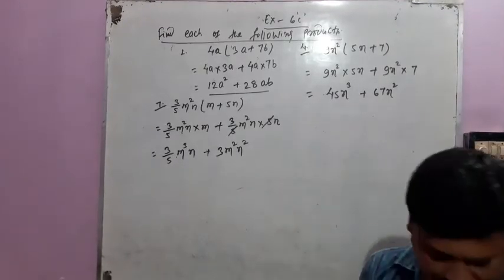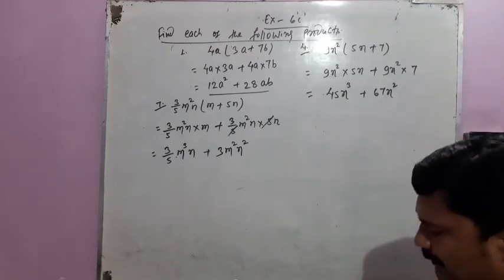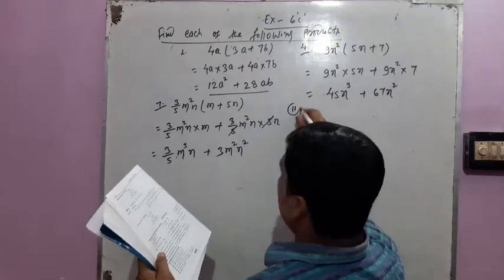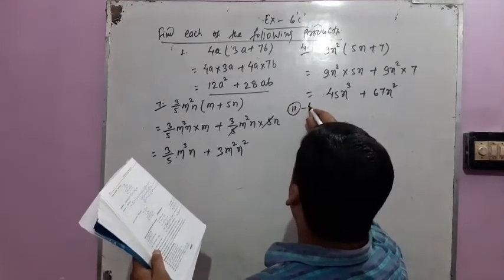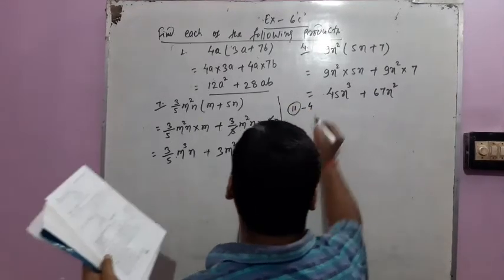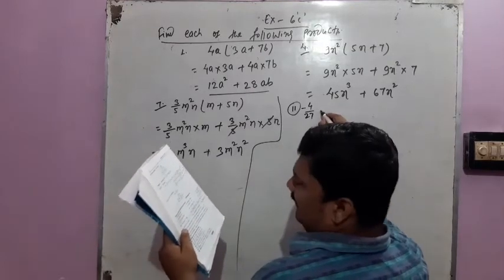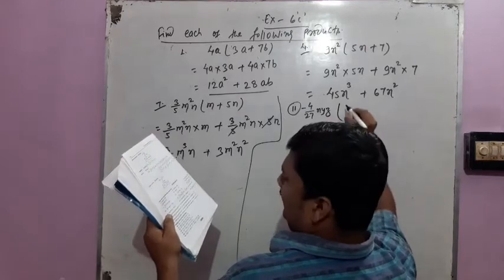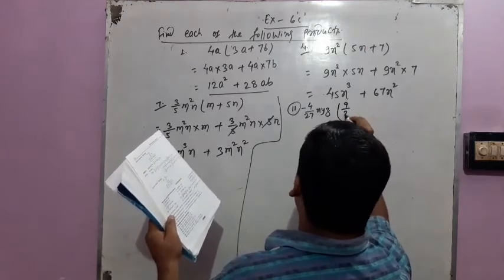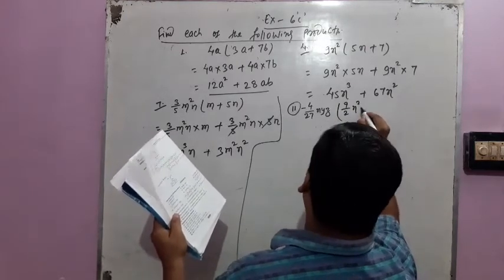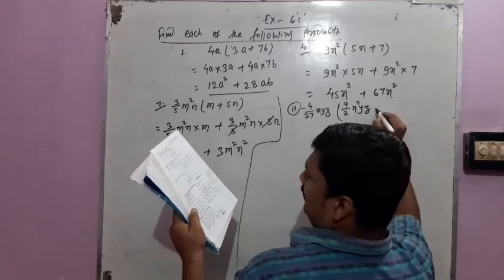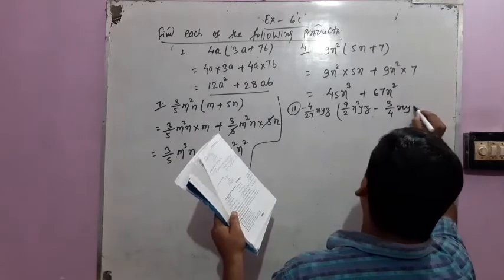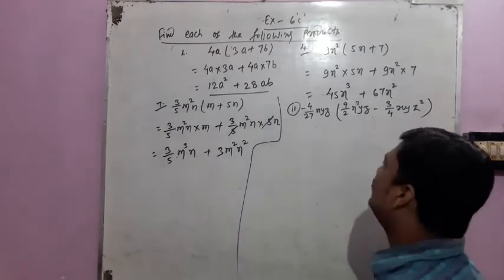Look at the next question. Question number 11 here. In question number 11, student, it is given that minus 4 by 27 xyz multiplied with 9 by 2 x square yz minus 3 by 4 xy z square. Okay, student?